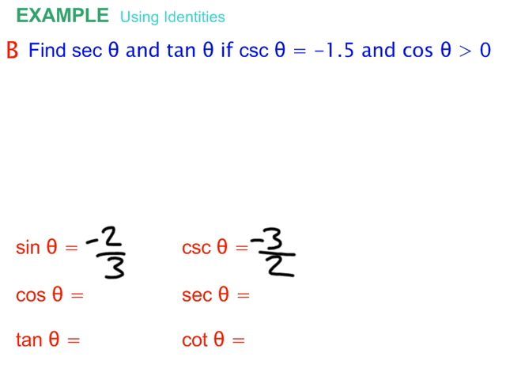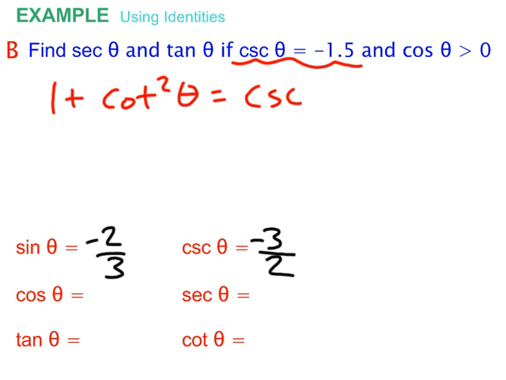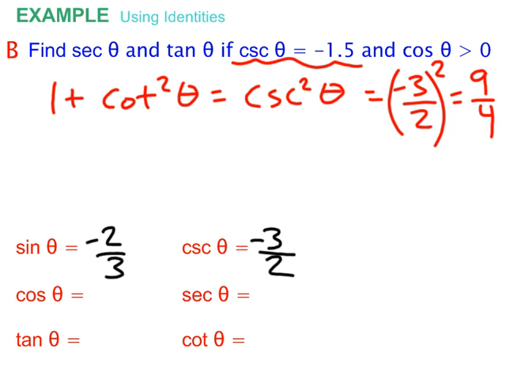All right, let's go to the Pythagorean identity, and I want the one that involves cosecant. You don't remember that one? Well, figure it out the way I showed you, right? That one said that 1 plus cotangent squared of theta equals cosecant squared of theta. And since I know cosecant of theta is negative 3/2, and I know negative 3/2 squared is positive 9/4, I'll start with that.